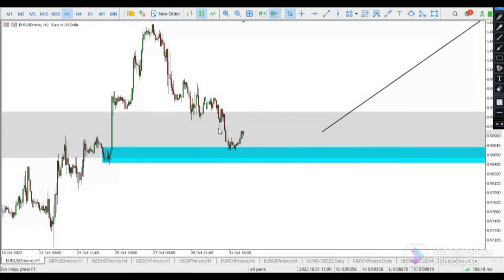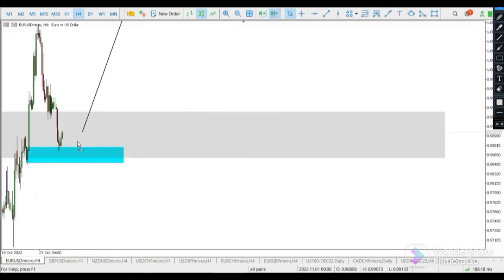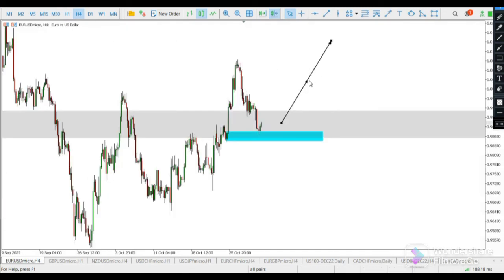Personally, I'm not convinced that that's enough, so I want to see price come back in, at least reach 50% of the demand zone before I start looking for buying opportunities. And as usual, my stop loss will have to come at least below this previous low. Right, so that's what we are looking for, guys, on Euro USD. We are looking for buying opportunities for this week, and hopefully the market will give us what we are looking for.